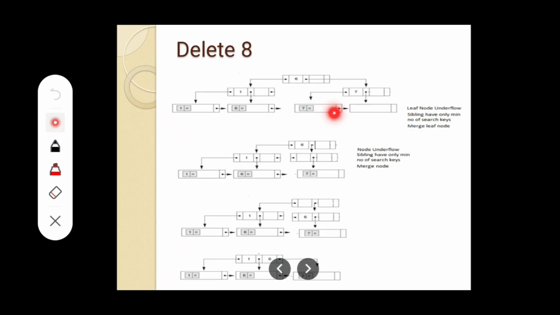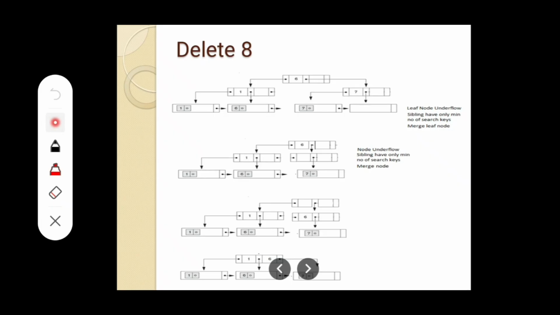No, he is not capable of sharing. Why? Because he has only the minimum number of search keys. The sibling has only the minimum number of search keys, so he cannot share any search key with this node. So the only solution is to merge these two nodes.